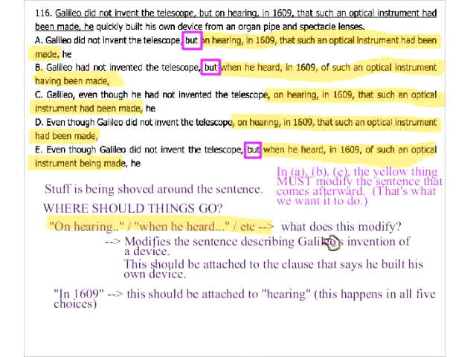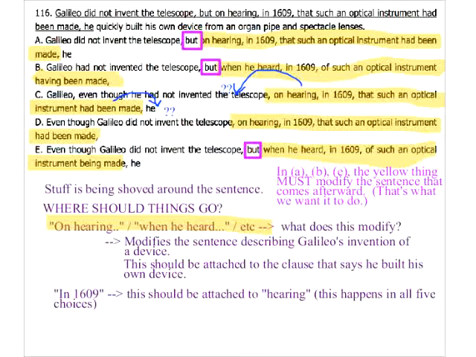So we figure that out in the meaning of the sentence. On hearing that an instrument had been made, he made his own. This is what he did on hearing that someone had made one of these things. The problem with C and D is that we don't really know what it's modifying. We don't know if it's modifying that part or that part. We know in terms of common sense that it's supposed to be the second one of those.